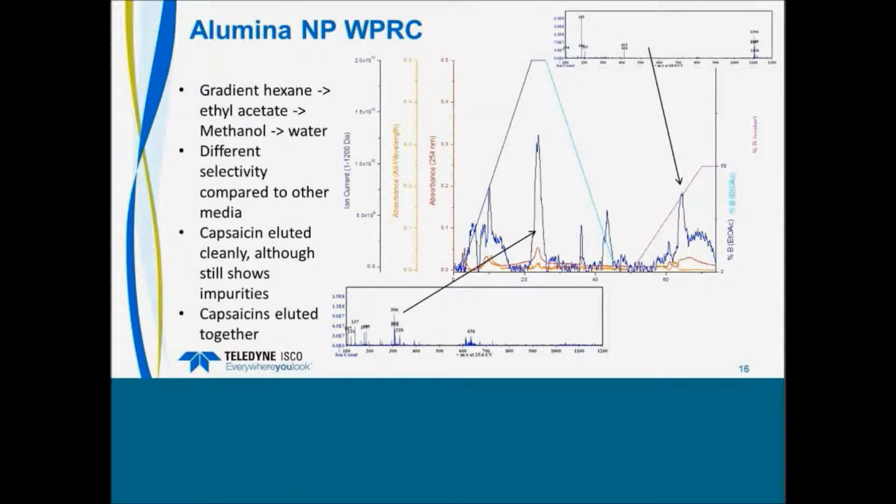The reason why I ran alumina is it does have a different selectivity as compared to the other columns. You can see that the chromatogram looks very different than the previous slides. In this case, the capsaicin compounds eluted as a single peak, although I could see several capsaicin compounds in the mass spectrum. I also see some impurities over here, but in general, the capsaicins eluted more cleanly than in the other normal phases. So by using a variety of columns, I was able to find a column that allowed my compound to elute more cleanly.